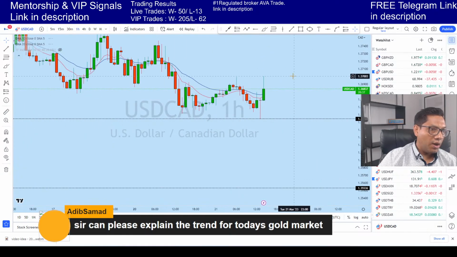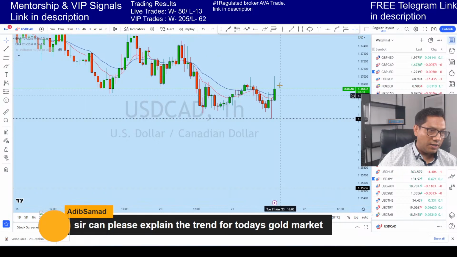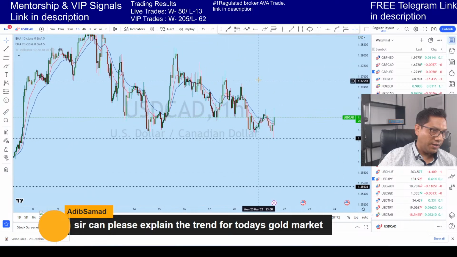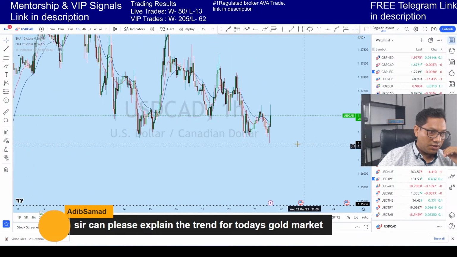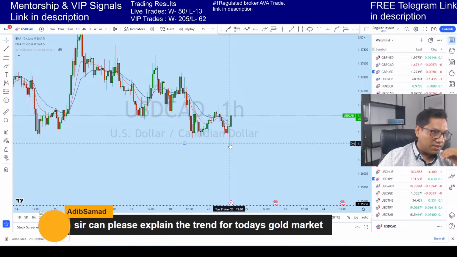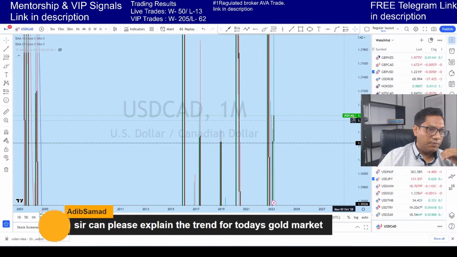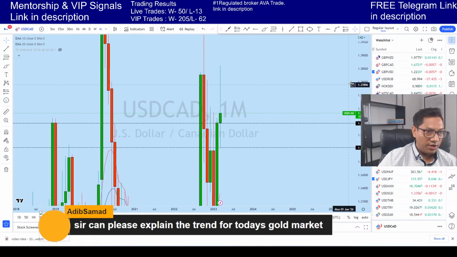From the 1 hour, we can see that there's a long doji. I think this market will now bounce to the upside, and might break the trend line here. The reason is, you can see this is a monthly support, and exactly from that monthly support there is a bounce. Yesterday I mentioned this, guys.